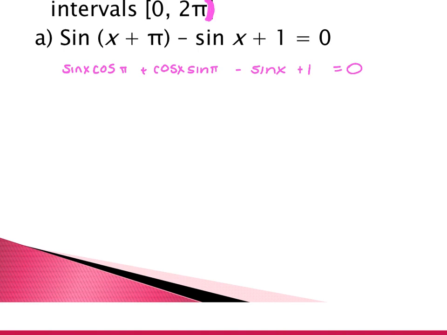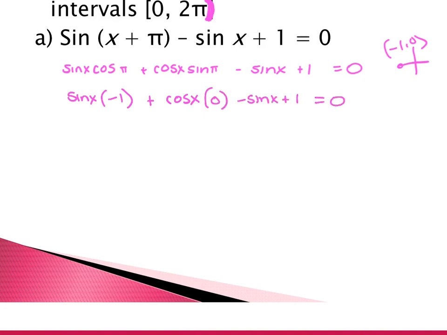Again, I don't know anything about x, but I know pi. Pi is on the left side of my circle, which is negative 1, 0. So sine of x stays sine of x. Cosine at pi, negative 1, plus cosine of x sine at pi, 0, minus sine of x plus 1 equals 0. This is negative sine of x. This is gone. Minus sine of x plus 1 equals 0. Negative 2 sine of x plus 1 equals 0.